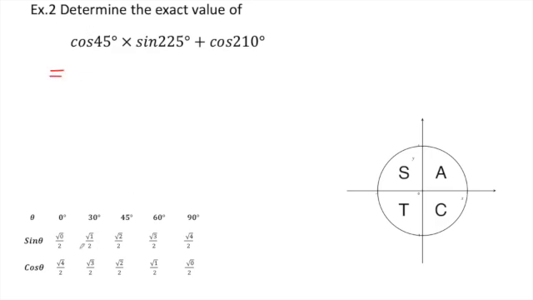So cos of 45 is quite easy. You just come down here. It's root 2 over 2. You could also get that from your 45 degree special triangle. Then we have our multiplication there, and then sine of 225. You come down here, you don't have that 225 degrees here. So remember that you're going to find the related acute angle for 225.